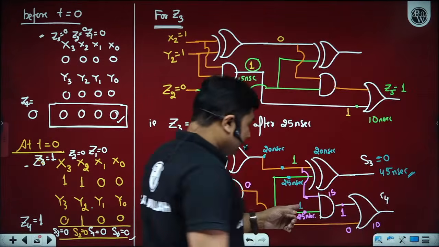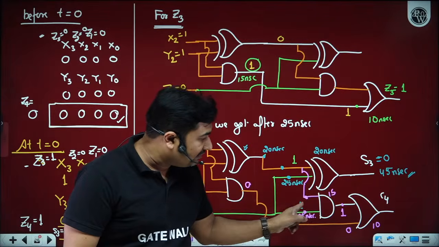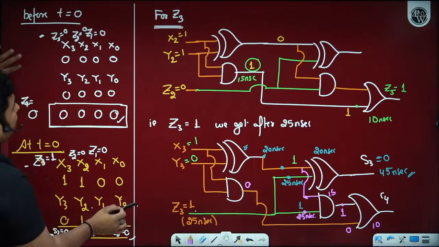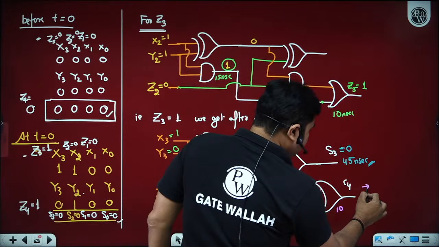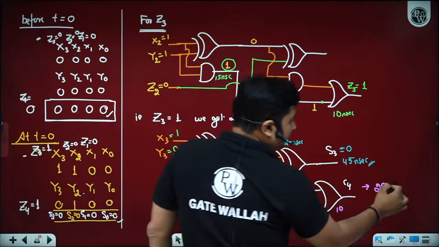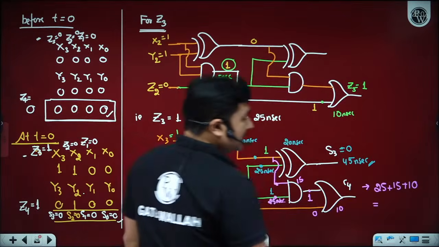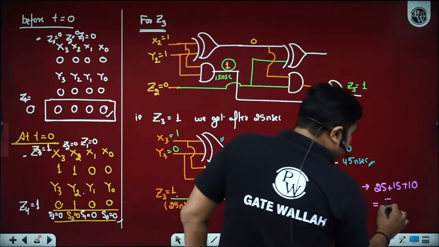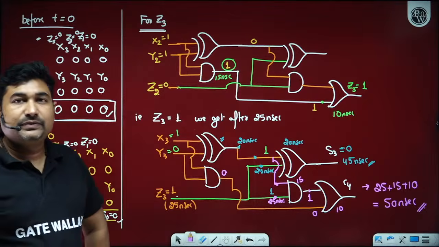So how much time would it take? Sir, this will be available in 20, but this will be available in 25. 25 plus 15 plus 10. So how much time would it take for C4 to generate? C4 will be generated in 25 for Z3, plus this AND gate operation 15 nanoseconds, plus this OR gate operation 10 nanoseconds. Beta, can you please tell me how much the time is going on? That is 50 nanoseconds. So after 50 nanoseconds, we have both sum and carry.